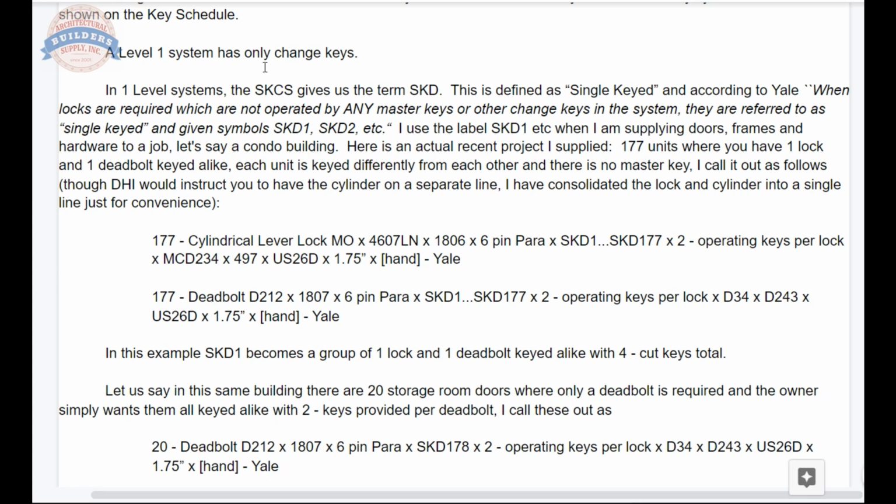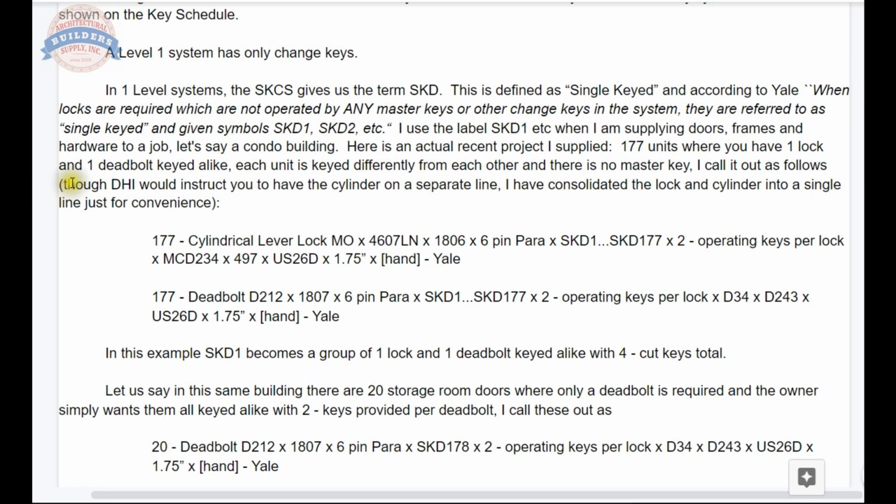Okay. I use the label SKD1, etc. when I am supplying doors, frames, and hardware to a job, let's say a condo building. What follows is an actual job that I am all but finished with. There were 3 phases of the project in terms of the quantity of doors that were shipped, but the lock sets all went at one time to the job site. So this is literally a job that's going on right now. And I'll explain my logic.